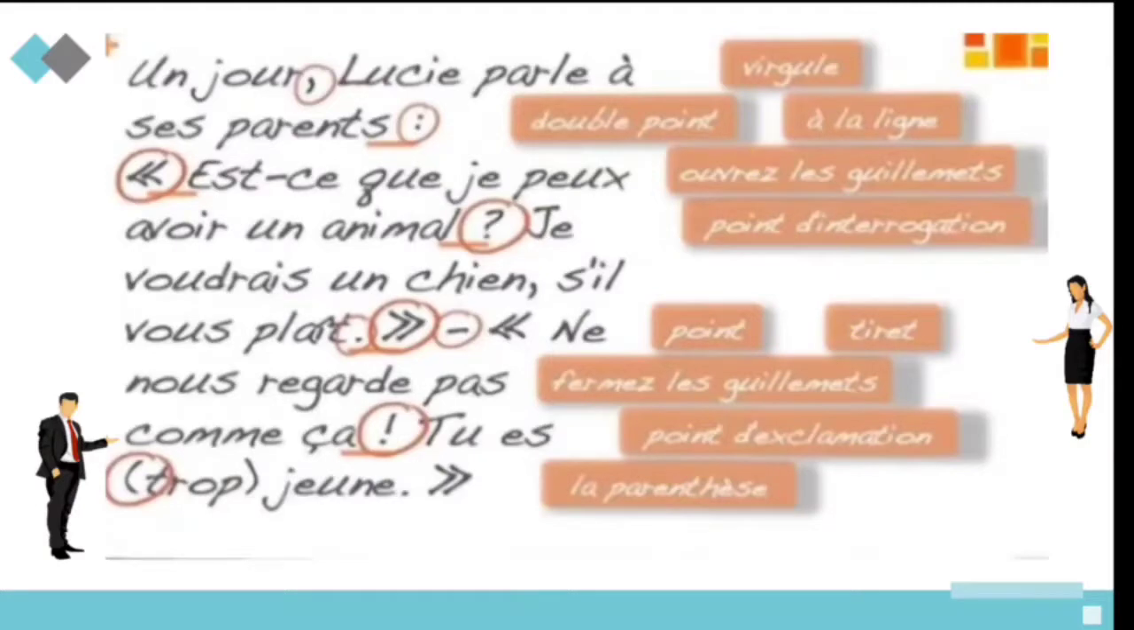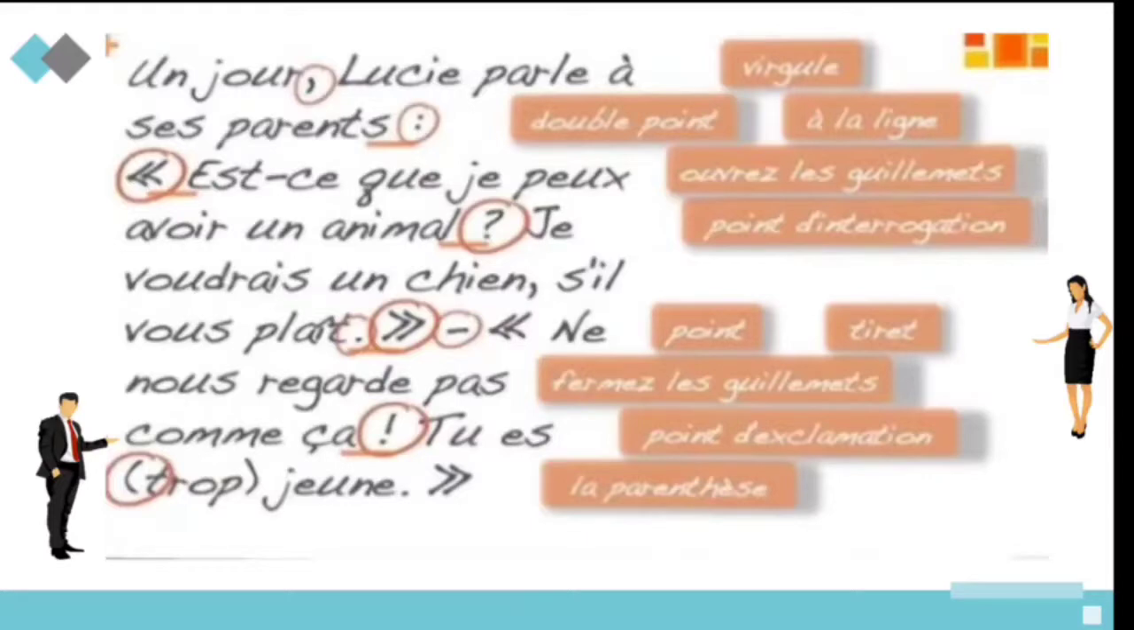And see, here is one passage. Un jour, that is a virgule, comma. Luz parle à ses parents, deux points, that is a colon. Est-ce que je peux avoir un animal? That is, ouvrez le guillemet, it is an open quotation. And next, question mark, that is point d'interrogation. Je voudrais un chien, that is virgule, comma. S'il vous plaît, point, that is a point. And fermez le guillemet, that is a closed one.